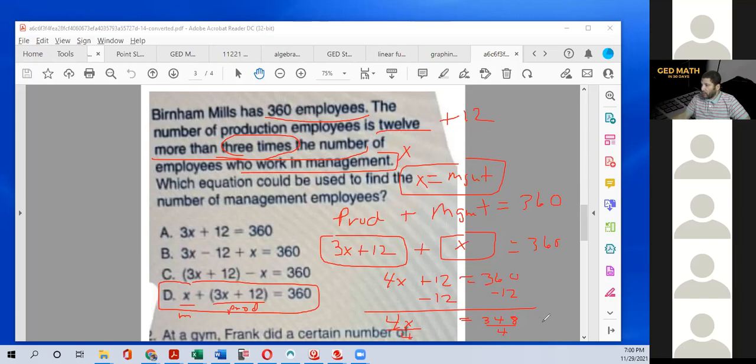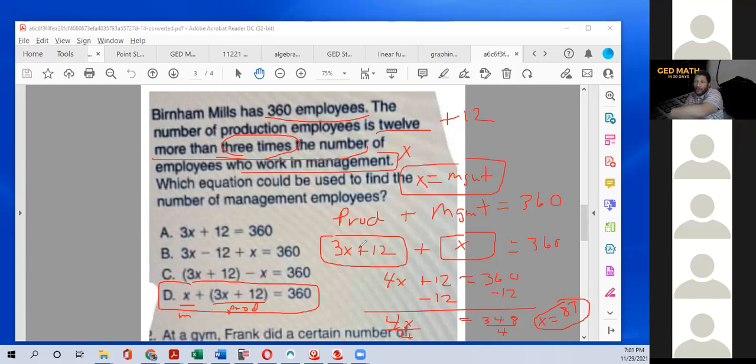I'm running out of room here. And x is equal to, what's that? 87. 8, 2, and 8, 87, I believe. Yep. So this tells you how many management you had, because we said x was management.